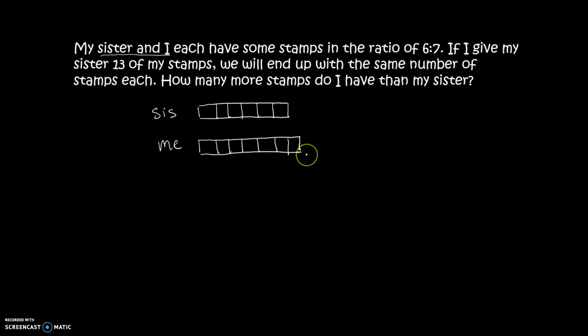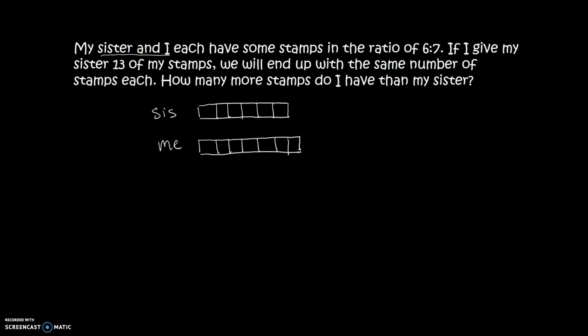So if I take off 1 whole unit from my bar graph, what's going to happen is I'll have 6 and sis will have 7 units, right? So that's not the same number each. So what I could do is give a half of a unit to sis, and that would give me 6.5, and my sister 6.5. But I don't really love to work with half units.